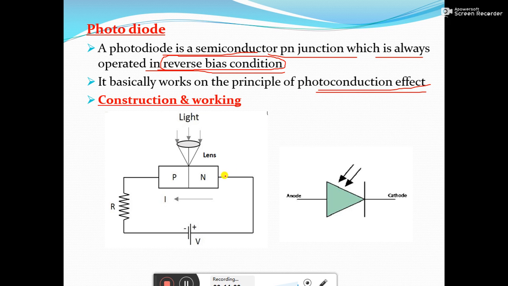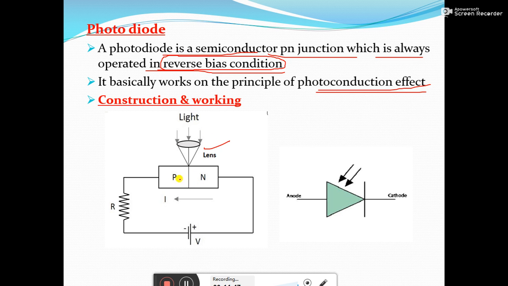Let's see the construction. You can see here it is like a normal PN junction diode only, but there is a glass lens fixed, or sometimes a small window made over the junction. Why is it made? Because by some means we have to expose this junction to the light rays. So for that reason we make a small window here, or a lens is fixed over this junction, and this junction is exposed to the light energy.